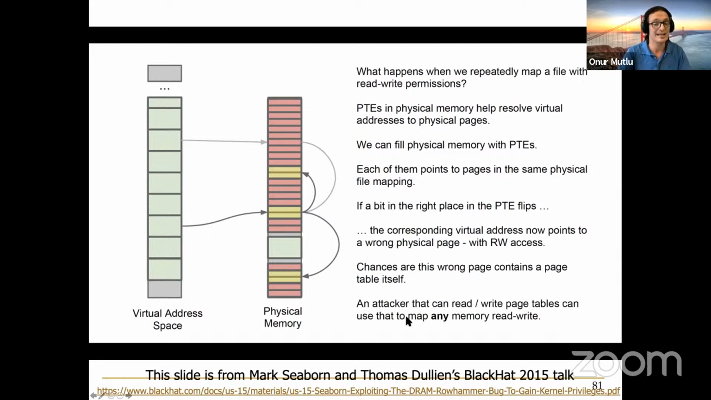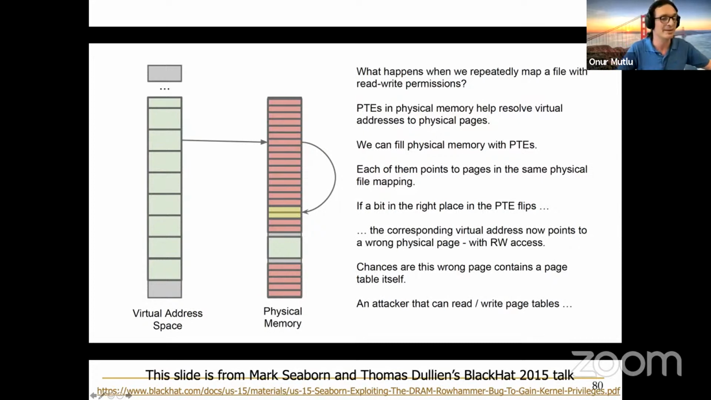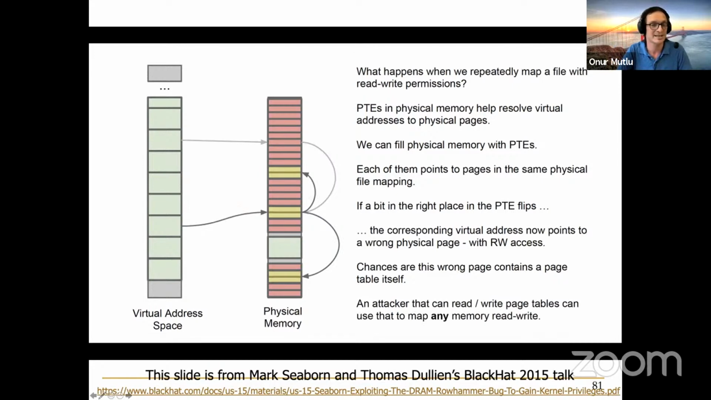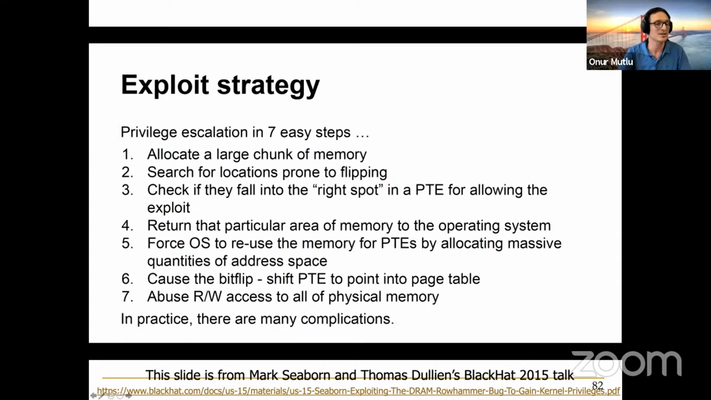And they can use that to map any memory read or write, meaning they can change the page table and write to any part of memory, right? Because you have access to a single page table. It doesn't matter which page table it is. You have access to that page table. You can map it to anywhere in memory, which means that you can read or write any content in memory at this point, which means that your system is completely compromised. That's the idea, basically. And this is their exploit strategy.